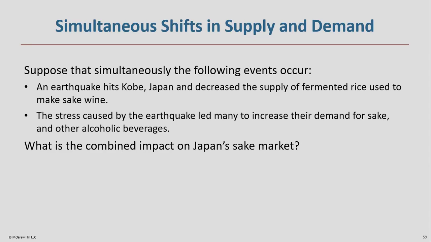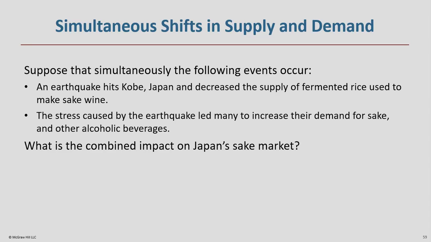But if supply and demand are shifting at the same time, the effect on price or quantity is going to depend on the magnitude of the shift. Okay, so to see that, the book provides an example for us.